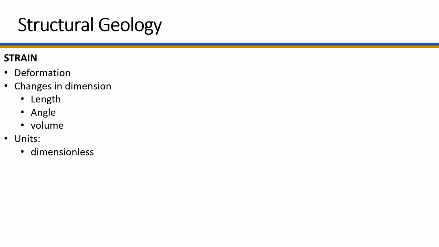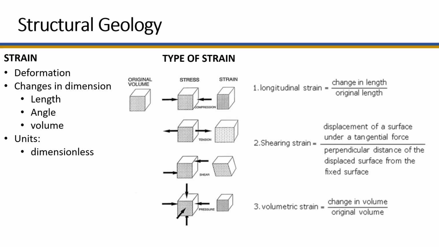There are three types of strain that are associated with types of stress: longitudinal strain, volumetric strain, and shearing strain. Longitudinal strain is a type of deformation that is associated with the change in length after material has been subjected to either compressional stress or extensional stress. The calculation involves the ratio between the final length and the original length.